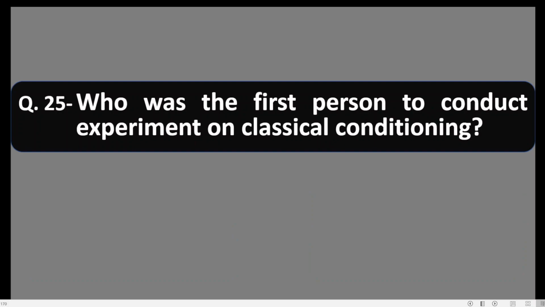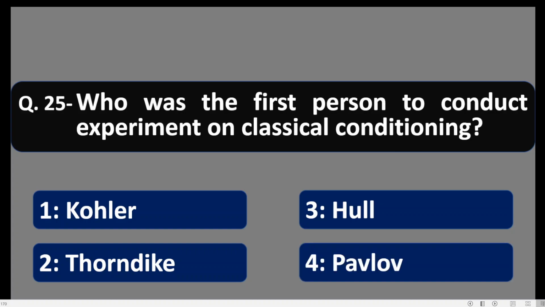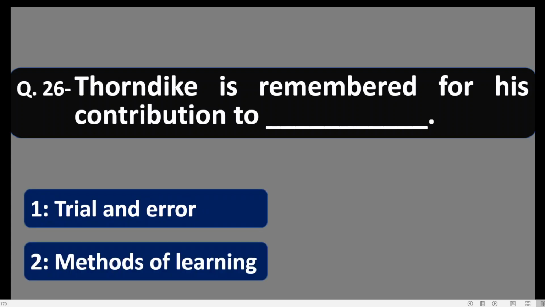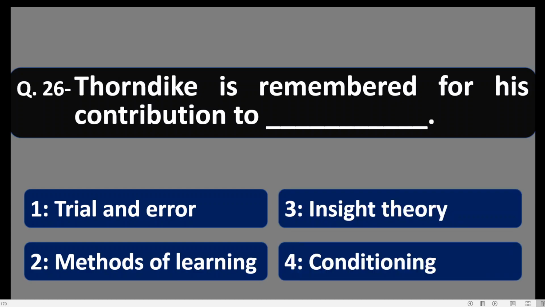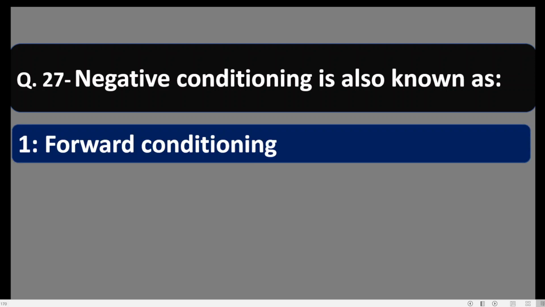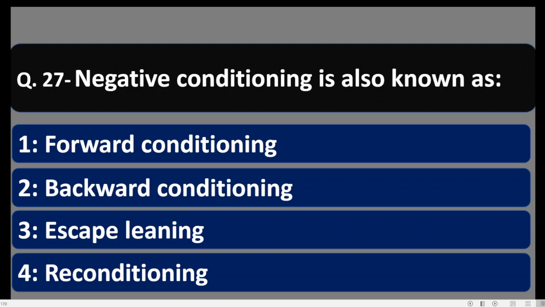Question number 25. Who was the first person to conduct an experiment on classical conditioning? Very easy question. Kohler, Thorndike, Hull, and Pavlov. Pavlov conducted the experiment on classical conditioning. Question 26. Thorndike is remembered for his contribution to trial and error, methods of learning, insight theory, or conditioning. We know that Thorndike is associated with the trial and error learning theory. Option number 1. Question 27. Negative conditioning is also known as forward conditioning, backward conditioning, escape learning, or reconditioning. So negative conditioning is also known as backward conditioning. Option number 2 is correct.